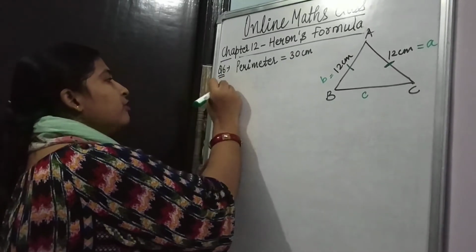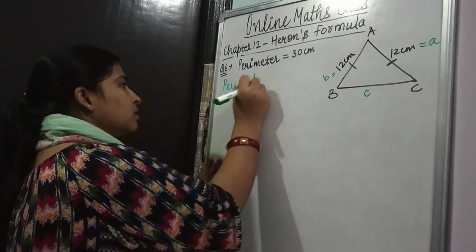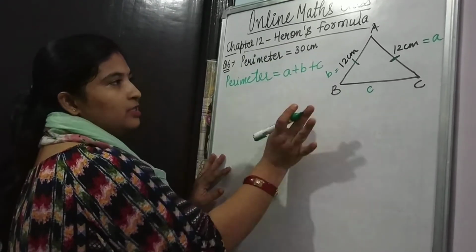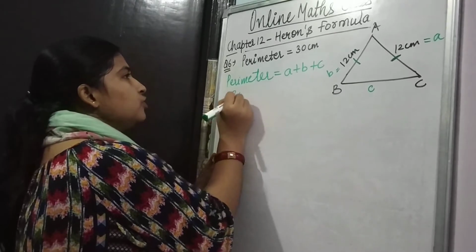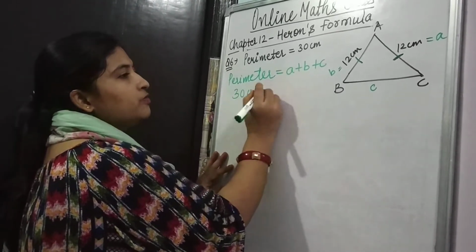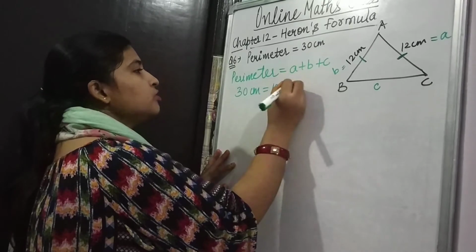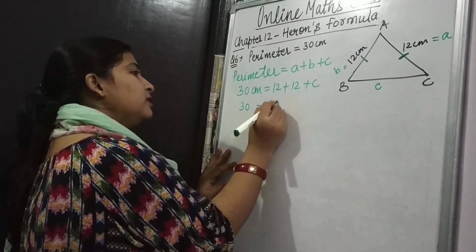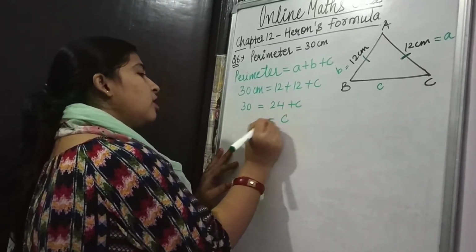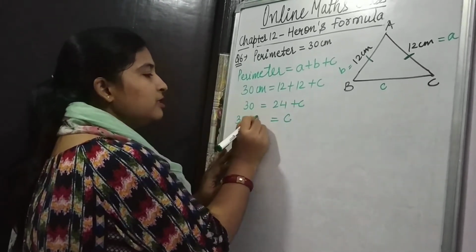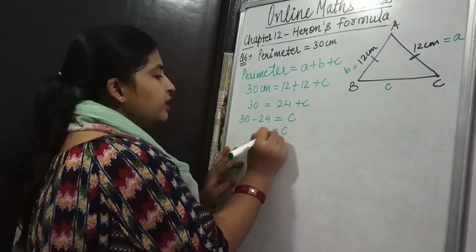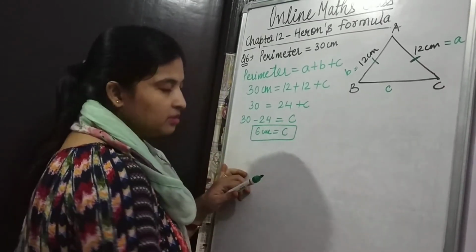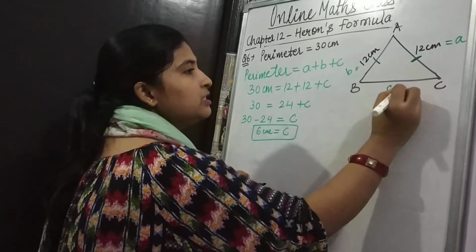Perimeter of any triangle is a plus b plus c. The formula I think you know. Now the perimeter given is 30 centimeter. The value of a is 12, b is also 12, c we don't know. Now 30 is equal to 12 plus 12, 24, plus c. So c is 30 minus 24, which is 6 centimeter. So the third side of the triangle is 6 centimeter.